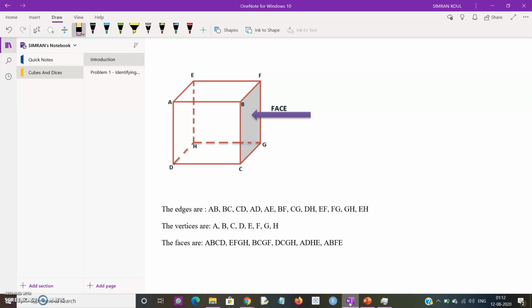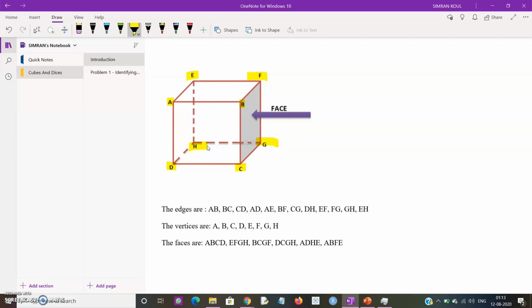Okay, so the introduction. We all know that a cube is a 3D, three-dimensional figure with 12 edges, 8 vertices and 6 faces: 1 face top, 1 face bottom and 4 side faces. The 8 vertices are A, B, C, D, E, F, G and H. Okay guys, so that is the basic introduction, we generally know this thing.